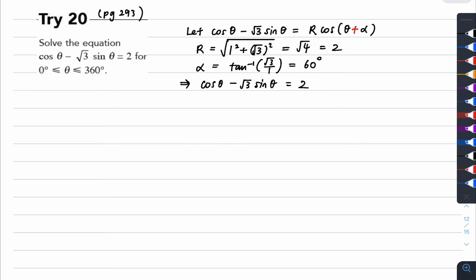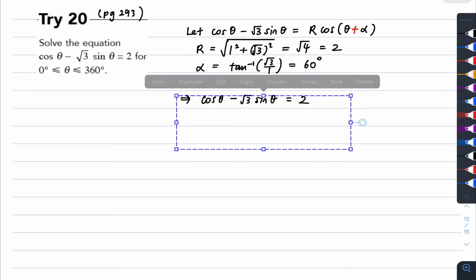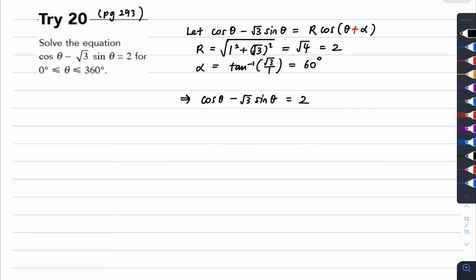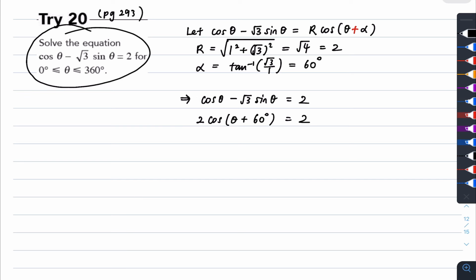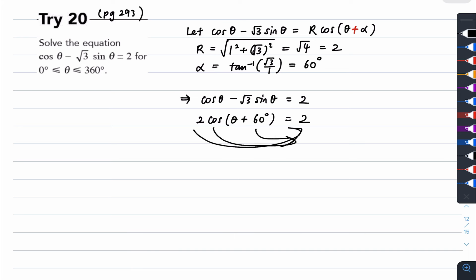This thing is equal to 2, because I can replace this with R cos of theta plus alpha. It's going to be equal to 2. Then we solve the equation like this. Previously we couldn't solve it directly, but now we can remove the 2, remove the cos, remove the 60 to get the theta.